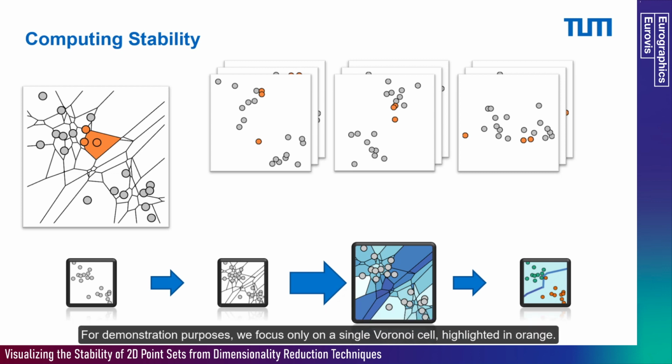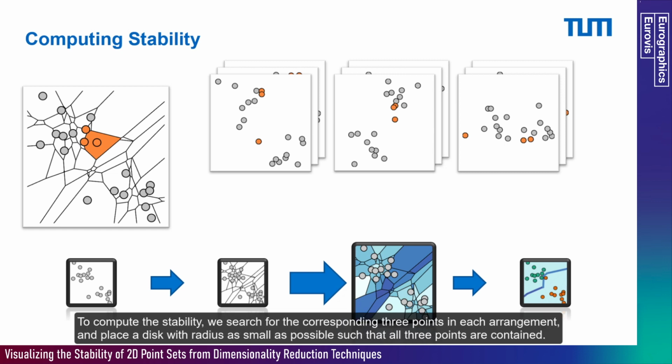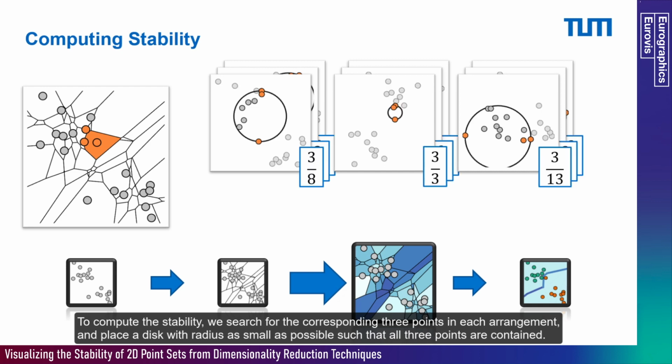For demonstration purposes, we focus only on a single Voronoi cell highlighted in orange. The points in its corresponding 3 neighborhood are highlighted as well. To compute the stability, we search for the corresponding 3 points in each arrangement and place a disk with radius as small as possible such that all 3 points are contained.